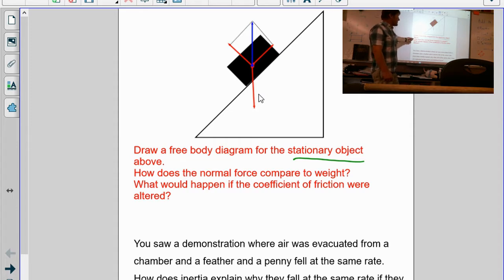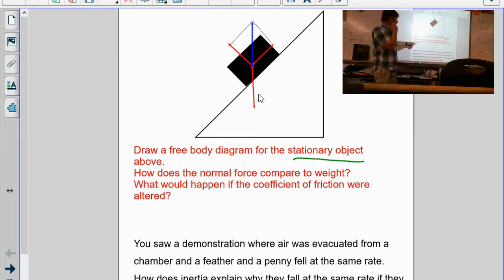How does the normal force compare to the weight? Well, the normal force is actually less than the weight of the object. We have to look and see that some of the upward force came from friction, okay? So on a flat table, the upward force would equal the downward force, and it would all come from the normal force. But because this is tilted at an angle, the normal force is actually smaller, and some of that upward force is actually coming from friction, okay?